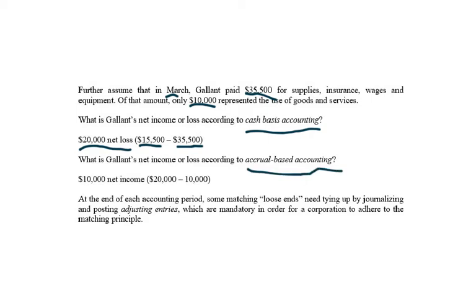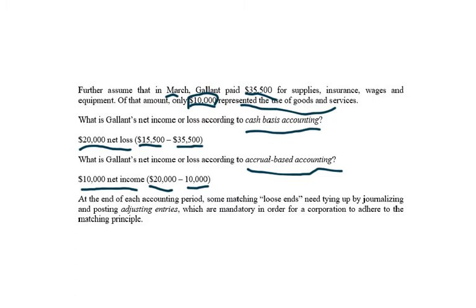Now we switch to accrual basis. Accrual basis says, well, we knew that we earned 20 and they incurred what? 10, because that 10,000, because they used goods and services, means that's been incurred. So we get $10,000 of net income. So we get a vastly different story here.